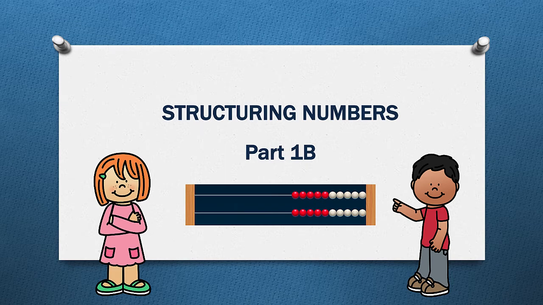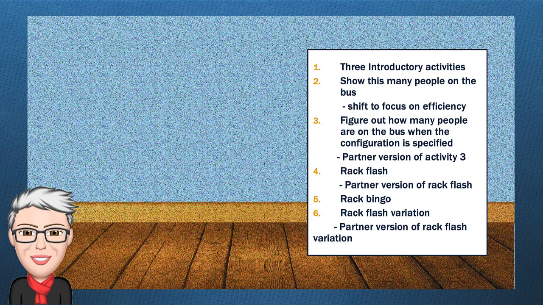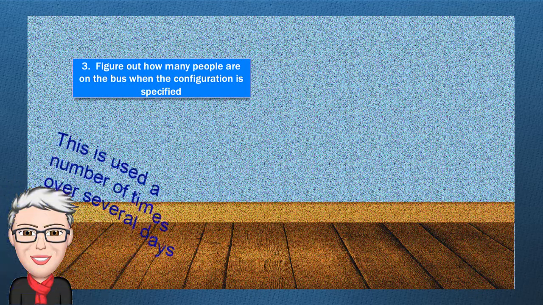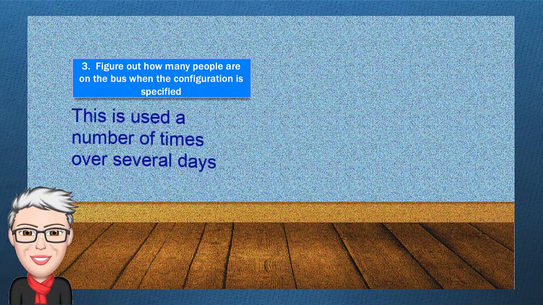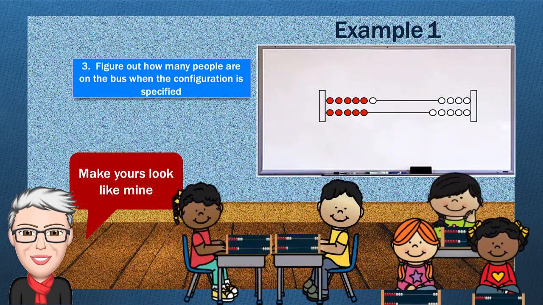This video segment 1B is devoted to a detailed description of activities 3 and 4. The third task in the sequence is one that the teacher will use a number of times over several days. In this task, the teacher specifies the configuration of the beads. The children's task is to show what the teacher specified and then to figure out how many people are on the bus, as shown by that configuration.